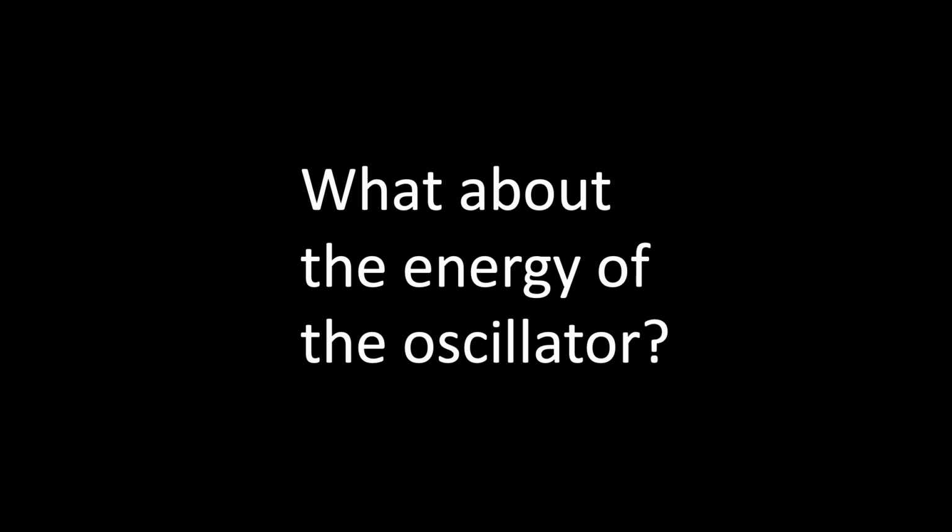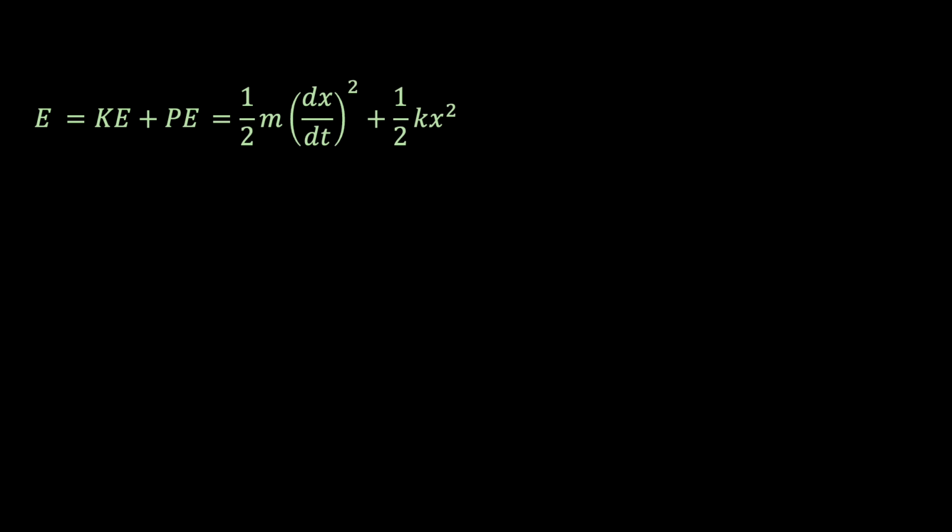Okay, but what about the energy of the harmonic oscillator? How might we determine that? Well, the total energy of our oscillator could be written as the sum of the kinetic and potential energy, and we can write this as ½m(dx/dt)² + ½kx², where the first term is the usual ½mv² kinetic term, and the second is the standard quadratic potential energy term for a harmonic oscillator.